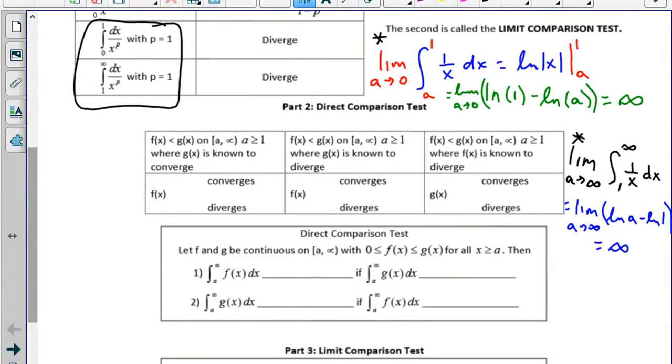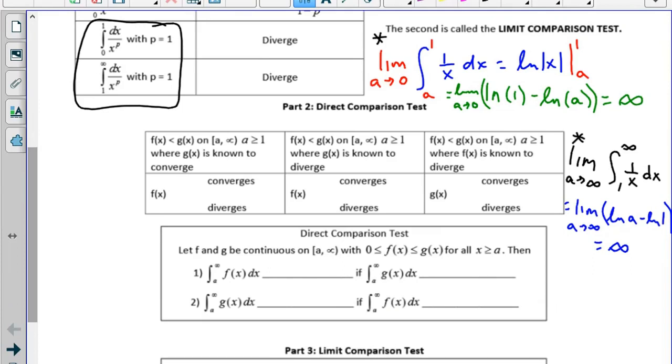So now what we're going to start doing is comparing things to other things that we know. So now we know pretty much everything dealing with 1 over x to the p. And so now we're going to start comparing things to that that we may not be able to integrate very easily. So let's take a look at this chart.